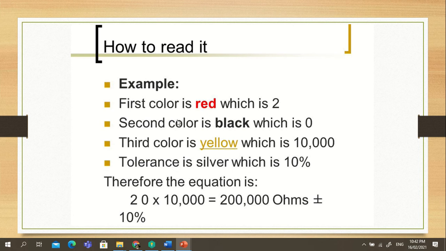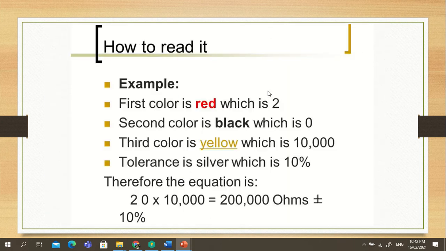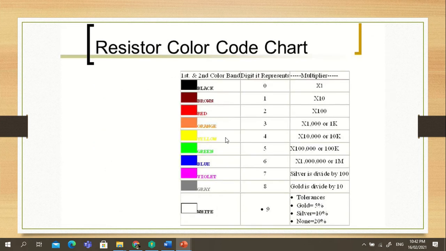And then the second color, for example, is black. So black, when you look at the chart, means 0. Okay, it is 0. Then if the third color is yellow, look at the chart. So what is this yellow? Yellow means 4. So it means you need to multiply it by 10,000, or that is the 4 zeros.